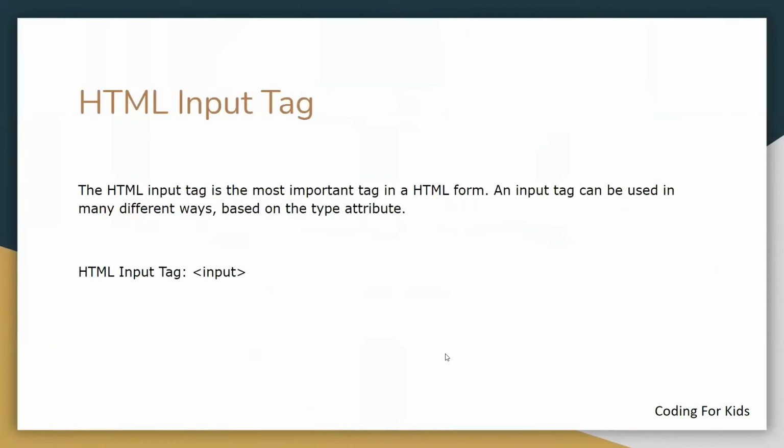So now let's look at the HTML input tag. The HTML input tag is the most important tag in a HTML form. An input tag can be used in many different ways based on the type attribute. So the type attribute decides, is it a text field? Is it a password field? Is it an email field? Is it a radio button? Is it a checkbox? Is it a submit button? All of that depends on the type attribute.